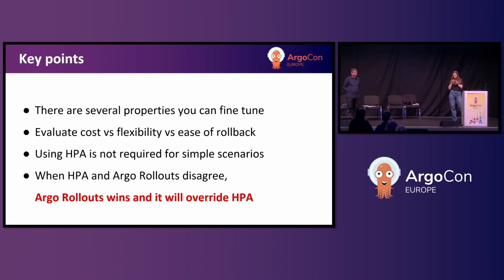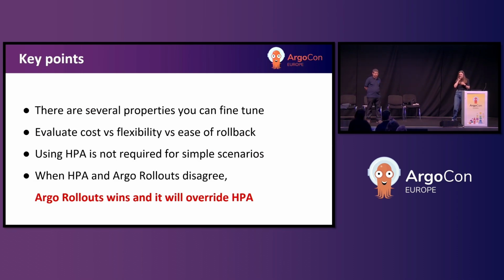As we've shown, before you jump to using HPA, it's important to understand other options that are available and a couple of properties that can help your rollouts. And it's really important to evaluate the cost saving, the business needs, and the flexibility of your rollout. So the options we showed you before should allow you to use Argo Rollouts without HPA to simplify things. And also, as Kostis has said, at times of conflict, Argo Rollouts will always override HPA.